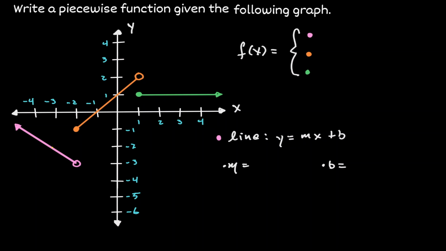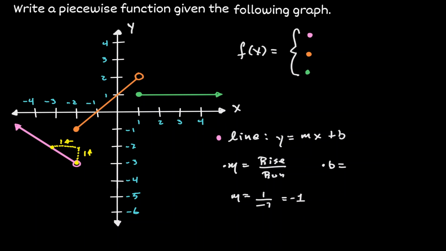So to figure out the slope, let me choose one point in this line. And one thing that I notice is that if I go 1 unit up and 1 unit to the left, I'm going to end up at a different point in this line. And remembering that the slope is rise over run, then we can claim that the slope has a value of 1 over -1, which is just -1.